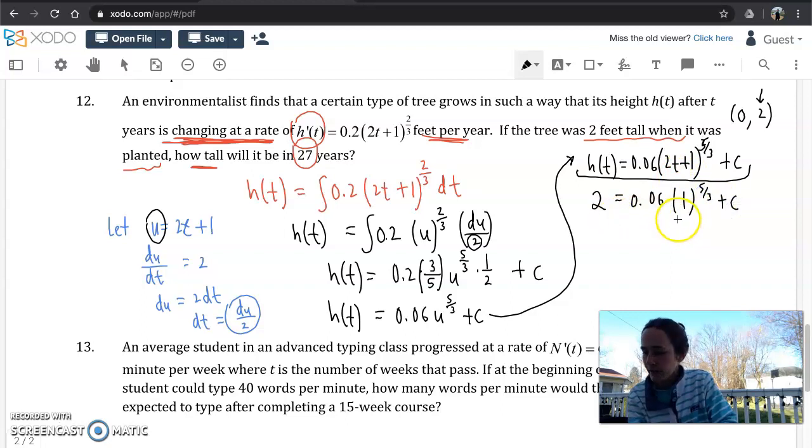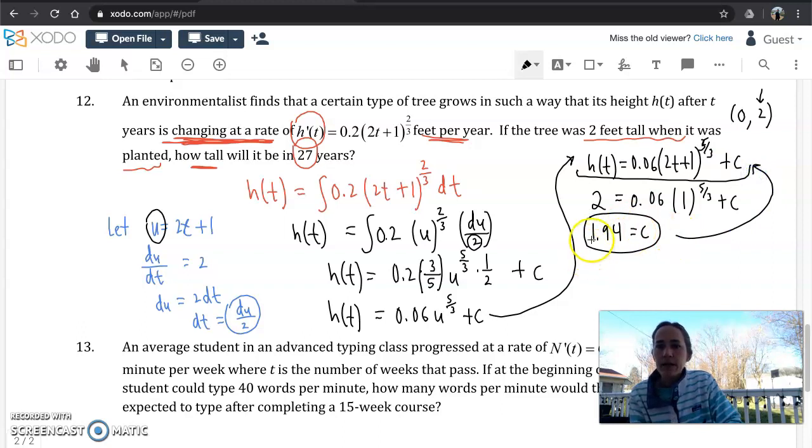Okay, so we'll carefully get C here. Really, this whole thing comes out to be 0.06. So it's 2 minus 0.06 gives you 1.94 equals C. And that can get plugged back in here. Now we have a height function. We just got to answer the question. We got to find h of 27.